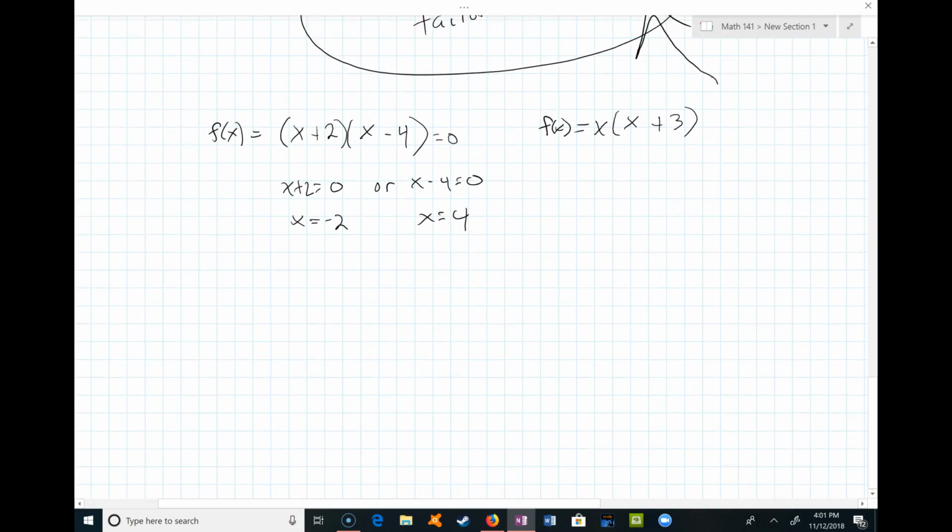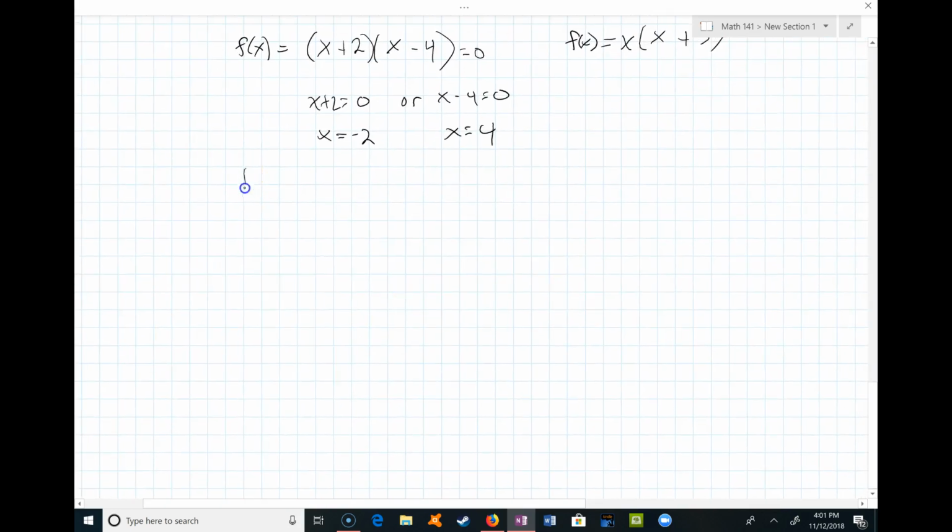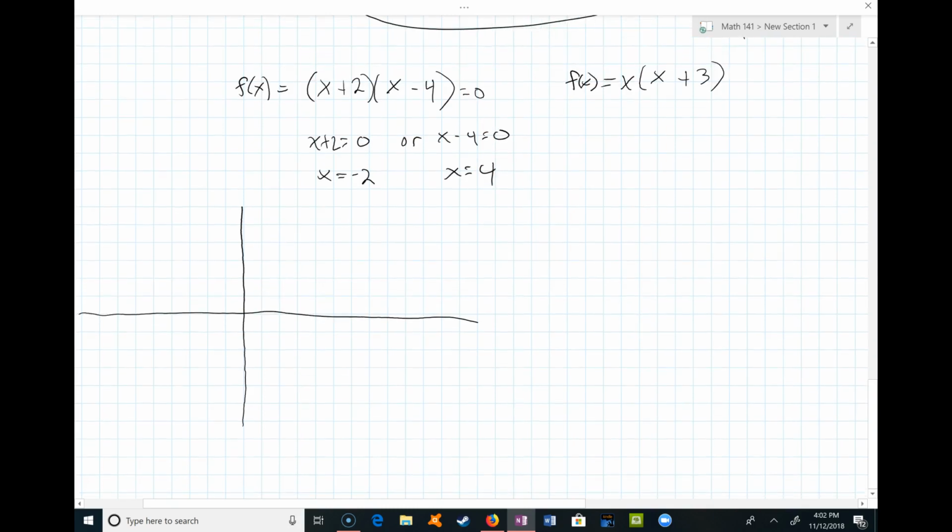Because if you take a function and set it equal to 0, that means you're finding when y is 0. And when y is 0 on a graph, that means you're sitting on the x-axis, right? So this is telling me that when I plug in negative 2, I get out 0, and when I plug in 4, I get out 0. So that means the graph hits this point right here, and then 1, 2, 3, 4, that point right there. So that gives us some information about the graph.